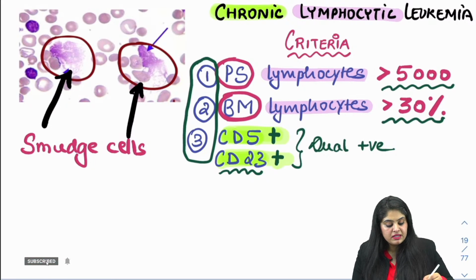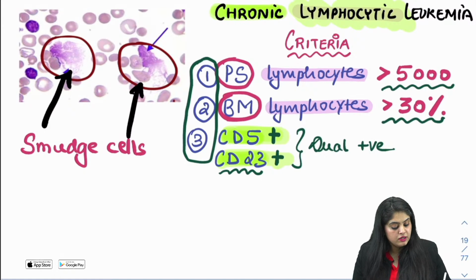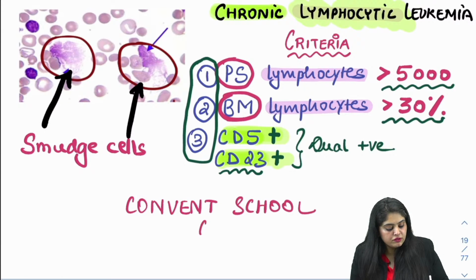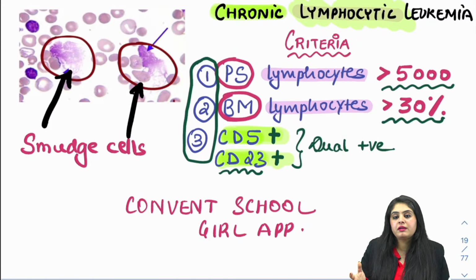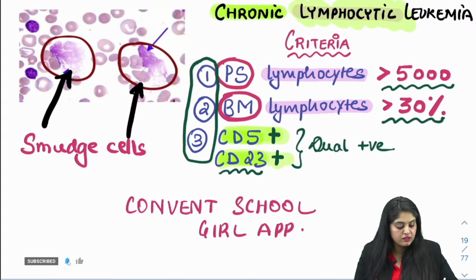But please remember, because I spoke all about lymphocyte, lymphocyte, lymphocyte, I'm not talking about any other cell on this planet. I'm only talking about lymphocyte. So everyone is looking the same. That is why CLL is said to be the convent school girl appearance. Convent school girl, because in school everyone is in the same uniform. So everyone is looking the same. Lymphocyte, lymphocyte, lymphocyte.